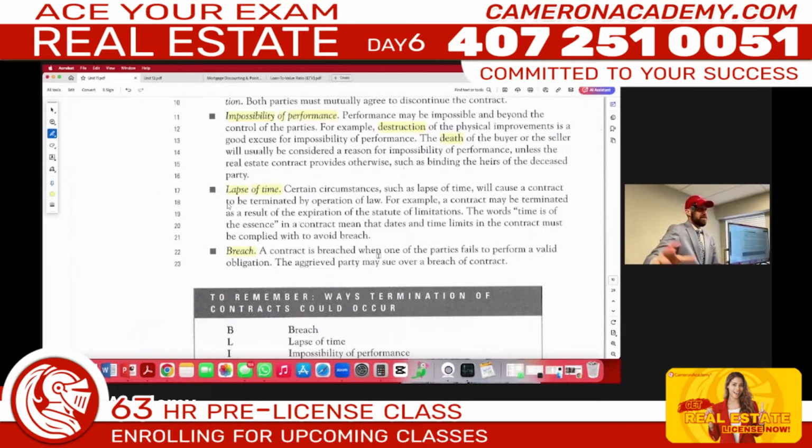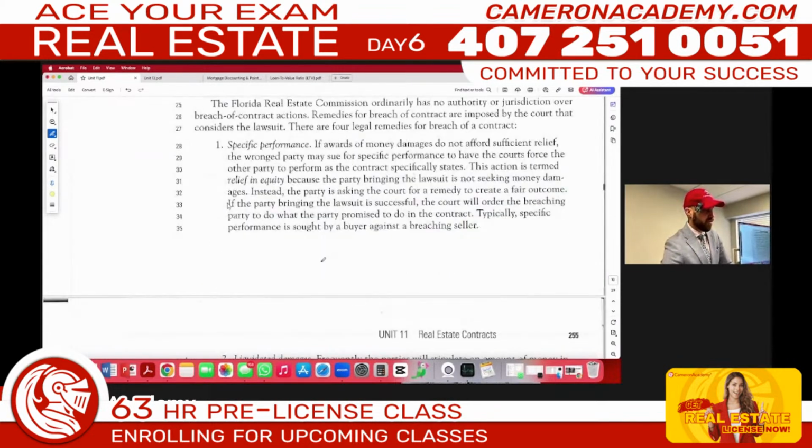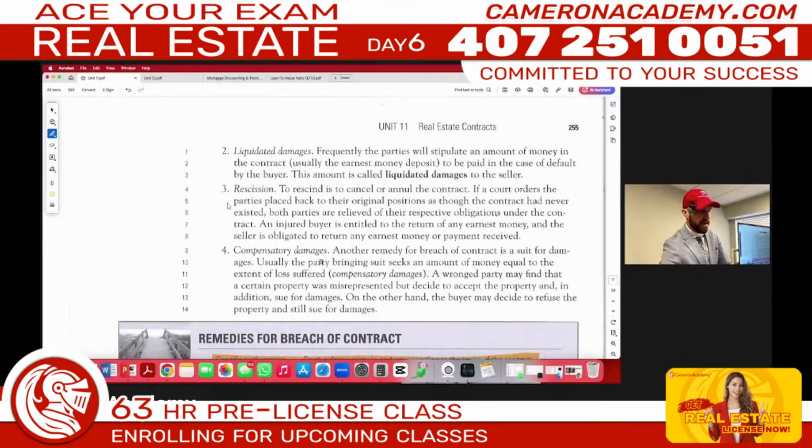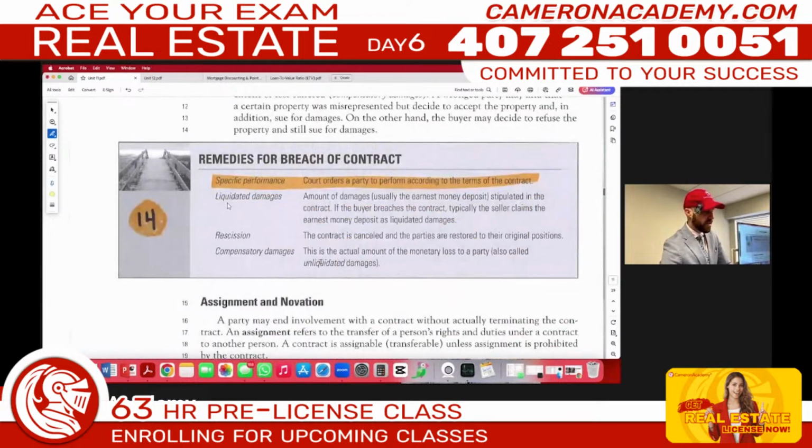And it's not something that's outside of their control. It was their fault. How do you resolve this? One party breaching. Let's talk about the remedies, the solutions. Go to page 255. Look at the shaded box between lines 14 and 15. What are the solutions? What are the cures if somebody breaks their promise?